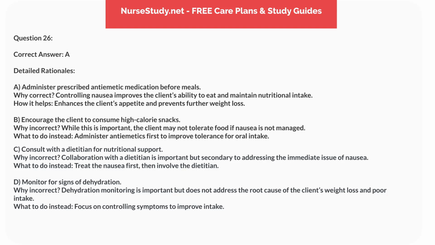B. Encourage the client to consume high-calorie snacks. Why incorrect? While this is important, the client may not tolerate food if nausea is not managed. What to do instead: administer antiemetics first to improve tolerance for oral intake.